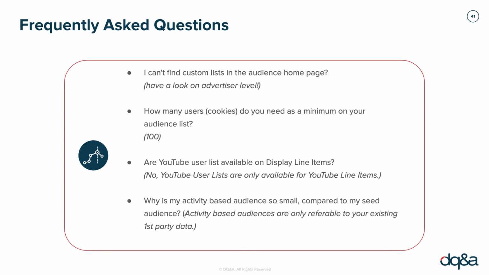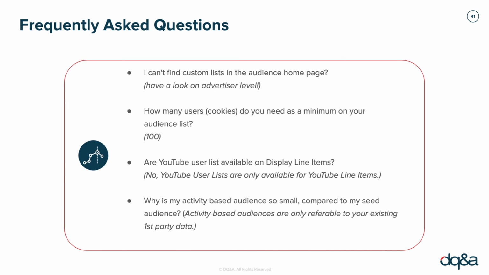How many users or cookies do you need as a minimum on your audience list? Technically, for it to sync through from Campaign Manager, it would be 100, but we'd recommend at least 1,000 users on the list before targeting it. Are any YouTube user lists available in display line items? No, unfortunately, YouTube user lists are only available for YouTube line items.